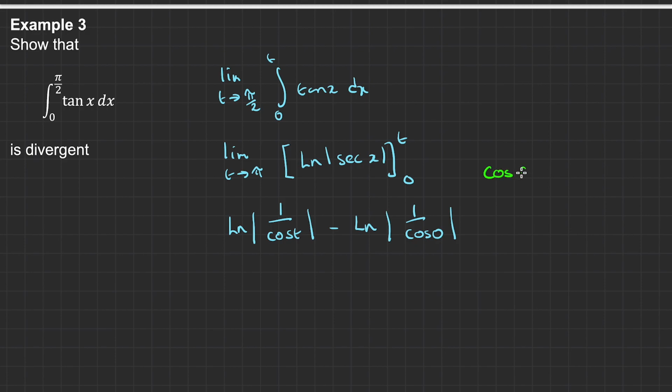Well, we know that the cos of 0 is equal to 1, so this becomes 1 over 1. And the natural log of 1 is 0, so this becomes 0. And then we have a natural log of 1 over cos t. But as t approaches pi over 2, cos of t approaches 0, which means 1 over 0 becomes undefined or approaches infinity. Okay? Because it's undefined at this point, we say this is a divergent integral because it cannot be calculated. There is no numerical solution to 1 over 0.